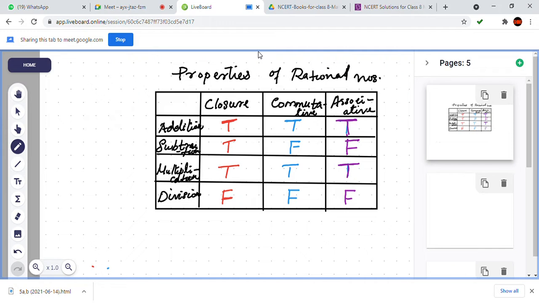Okay, so you completed the writing, I think. So we can continue. These are the main properties of rational numbers. There is one more property, that is the distributive property. Okay, we will study it later.